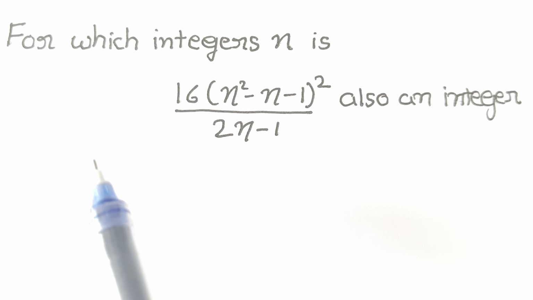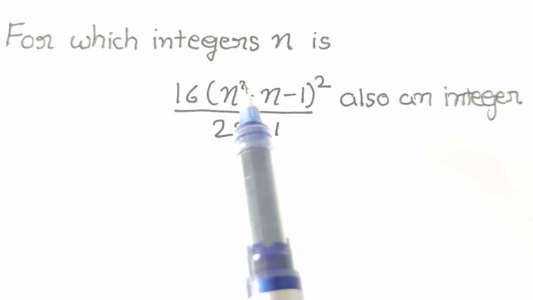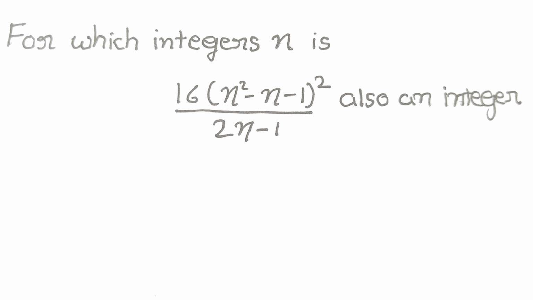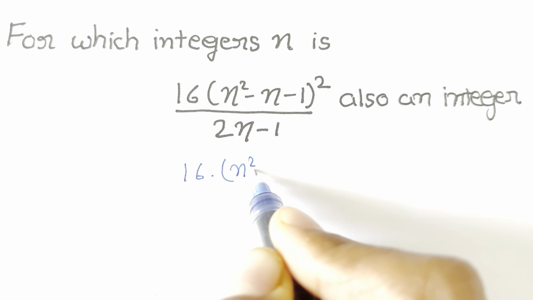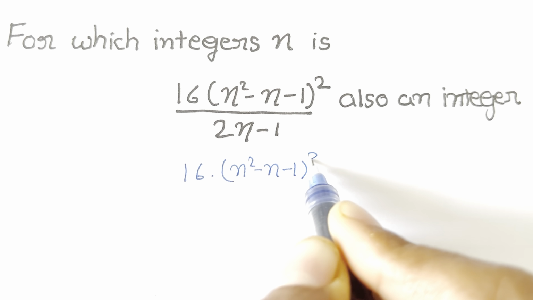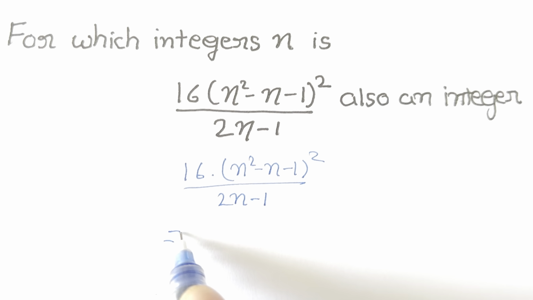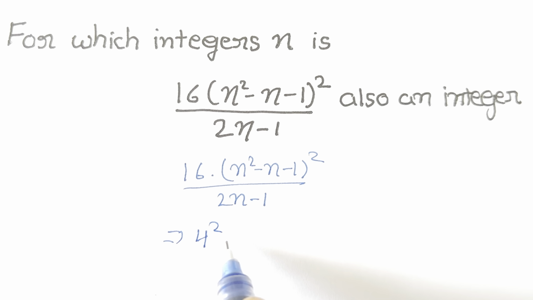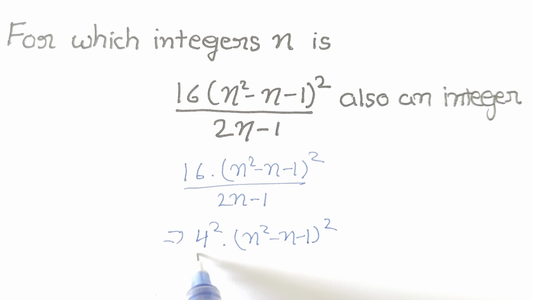Hi guys, in this video we will find all integers n for which this expression will have an integer value. The expression is 16 into (n² − n − 1)² divided by 2n − 1. We can write 16 as 4². So 4² into (n² − n − 1)² divided by 2n − 1.